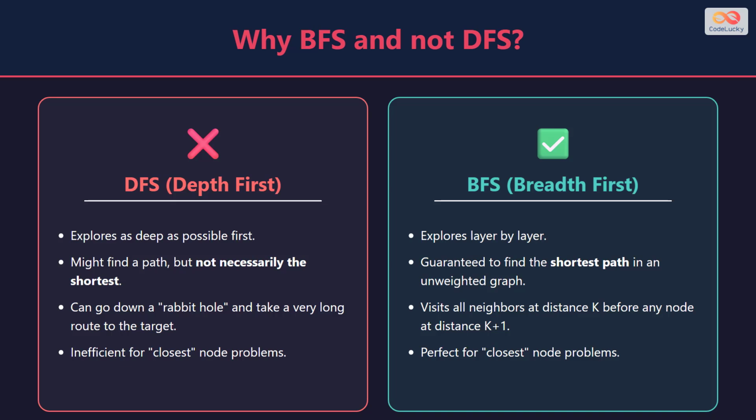You might wonder why we don't use depth-first search, or DFS. DFS dives deep into the graph immediately. It might find a path to the target, but it is not guaranteed to be the shortest one because it doesn't explore neighbors layer by layer. Breadth-first search, or BFS, is perfect here because it explores all immediate neighbors first, guaranteeing the shortest path in an unweighted graph.